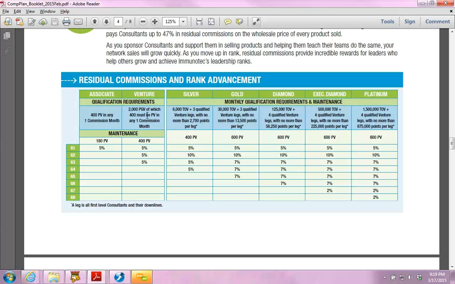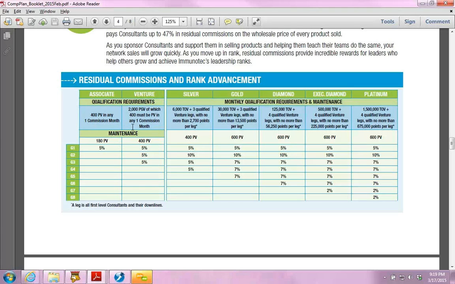So in the case of Loretta, she has 1,000 points because she bought the health pack. Loretta, I hope you don't mind I'm telling your stories here. No, that's okay. Okay. So you could become a venture by just buying a ton more product if you wanted to, but which is not what I recommend.